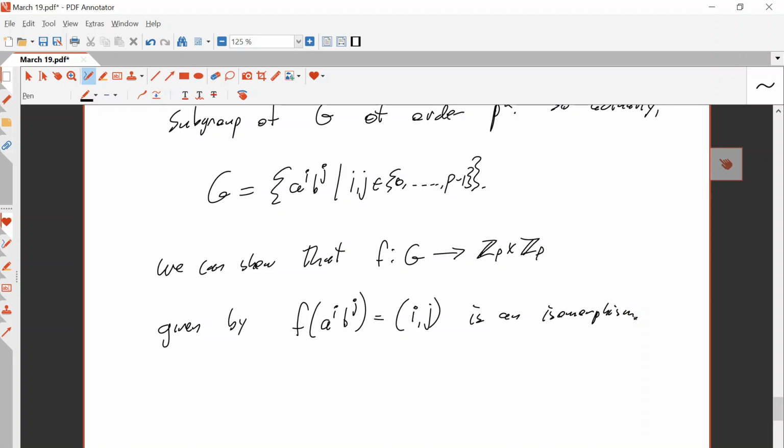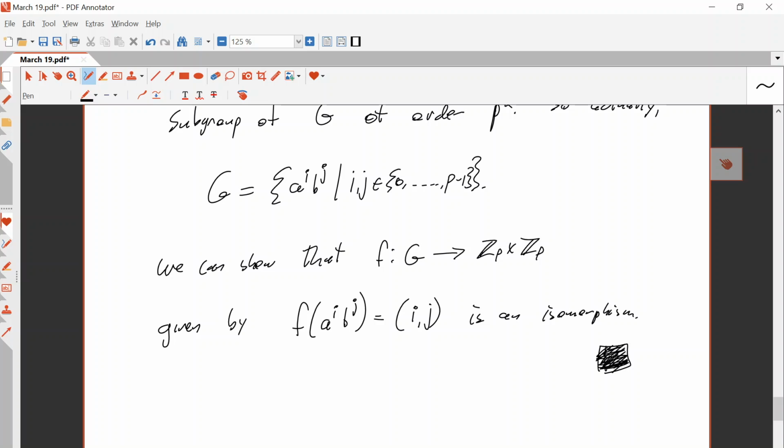Okay, it's onto, obviously, because I and J go from 0 to P minus 1. So for whatever pair in ZP cross ZP that you want, you can get it. So it's onto. It's obviously 1-to-1 in the way it's defined. And you just have to show that it satisfies the homomorphism property, but that's easily done. Okay, and it becomes an isomorphism, so there you go.